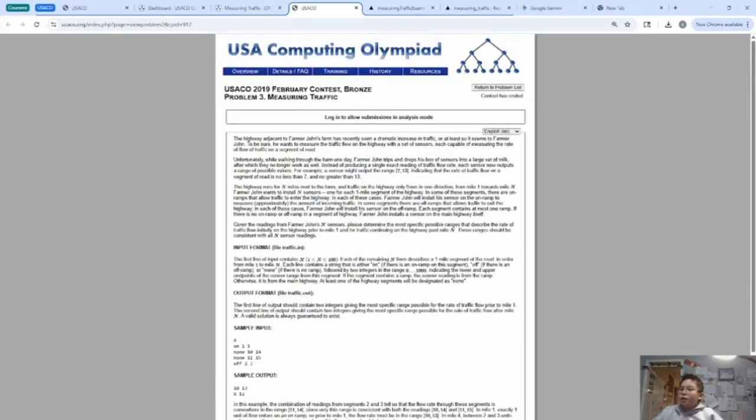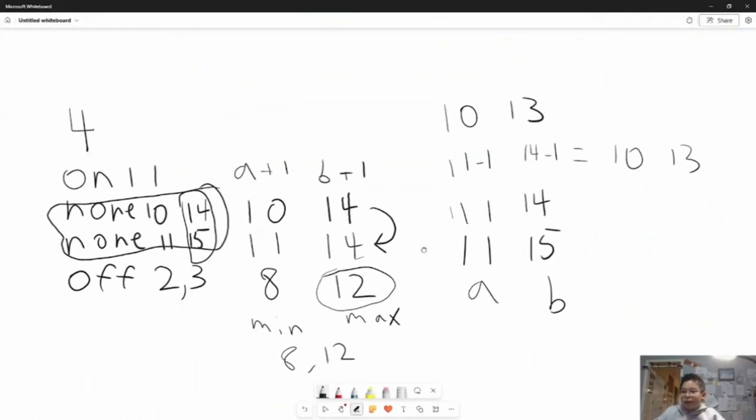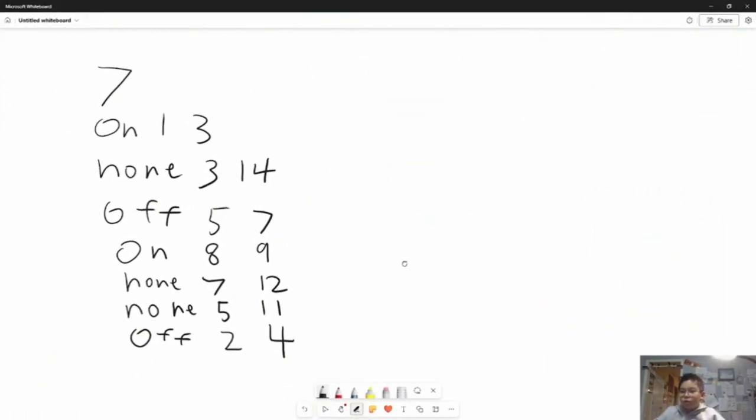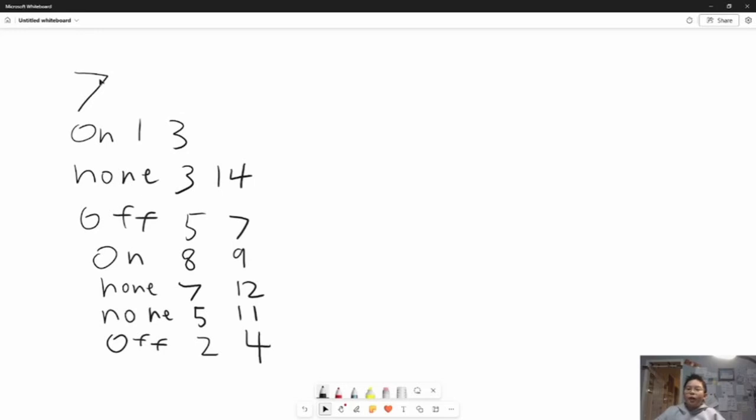Now, because that problem only had 4 values, it isn't explained extremely well, so I have one more case for us to do. In this case, you actually have 7 sections on the highway. You have an on 1, 3, none 3, 14, off 5, 7, on 8, 9, none 7, 12, none 5, 11, and off 2, 4.